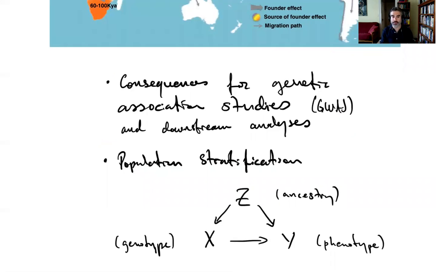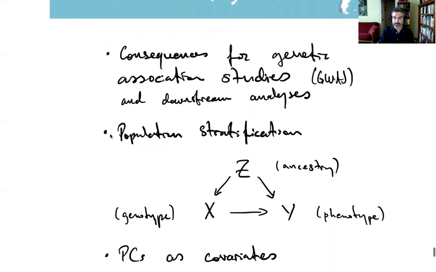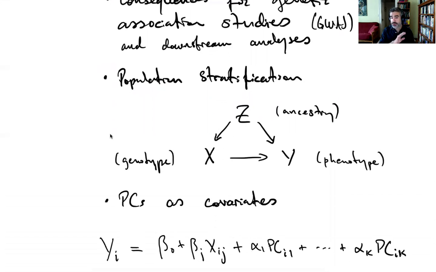solution to this problem, which was proposed by Price et al. in 2006, and it's to include principal components of the genotype matrix, as we just saw, as covariates in the phenotype-genotype regression model. And this approach has proven highly successful and has been almost universally adopted. Unfortunately, as I alluded to earlier, PCA doesn't always fully capture population structure, especially in smaller samples and possibly even with finer structure in larger samples.